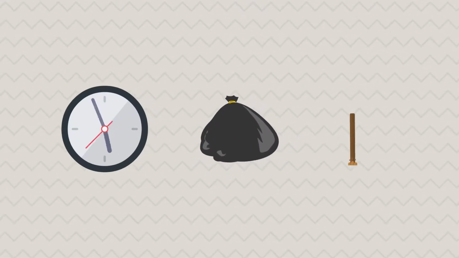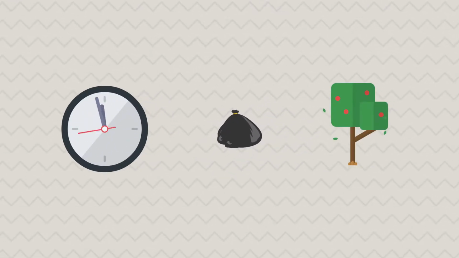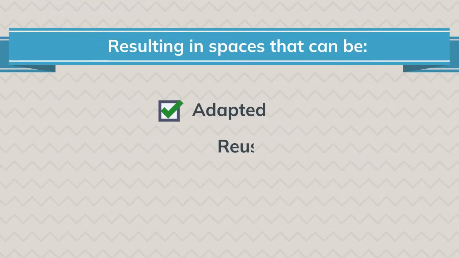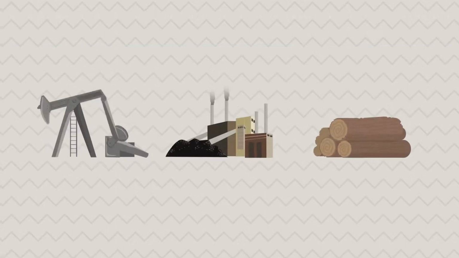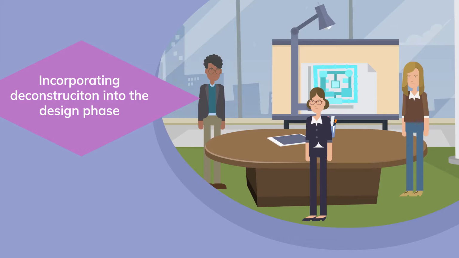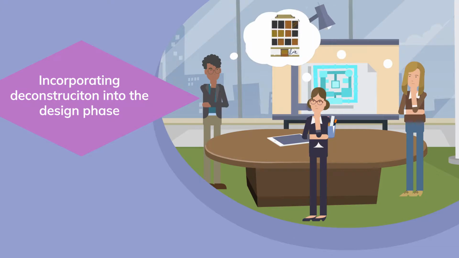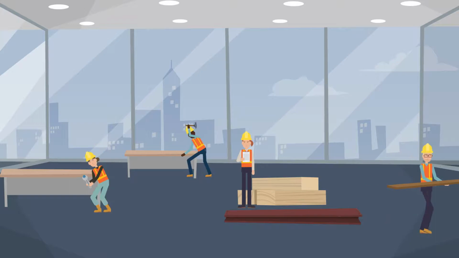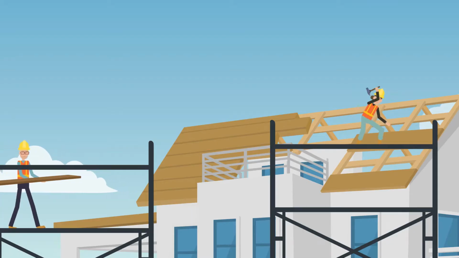This saves time, reduces waste, and minimises the environmental and carbon impact of building construction and demolition, resulting in spaces that can be adapted, reused, or recycled, reducing the need for new raw materials to be extracted and consumed. By incorporating the concept of deconstruction into the design phase, it will increase the likelihood of materials being reused or recycled on and off site.